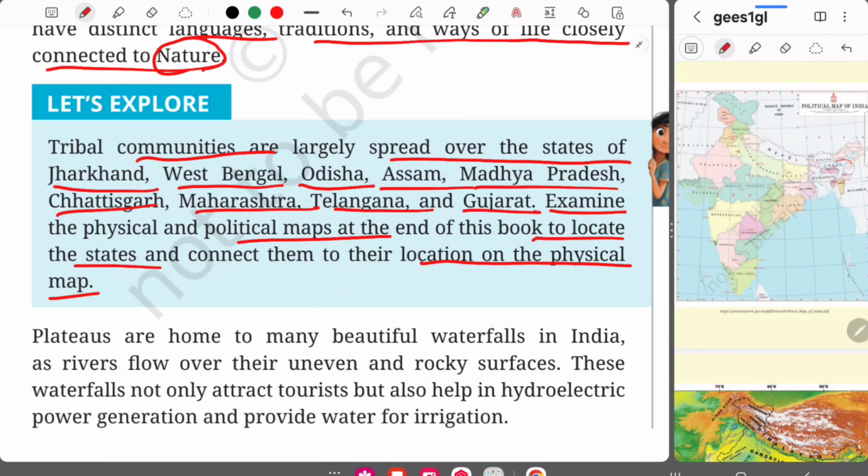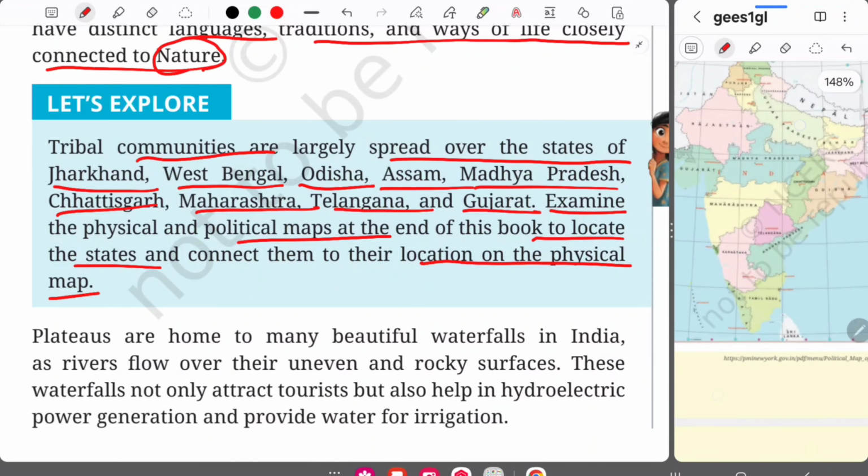When I said West Bengal, it is in this area, isn't it? When I said Odisha, it is in the middle part, isn't it? So here we can mark also in these states, okay. So you try to mark out by yourself. Here we have Jharkhand, we have Telangana here, we have Assam here in the northeast, we have Gujarat here. Like this, you look at the physical map as well as the political map and try to mark, okay. So let us continue.